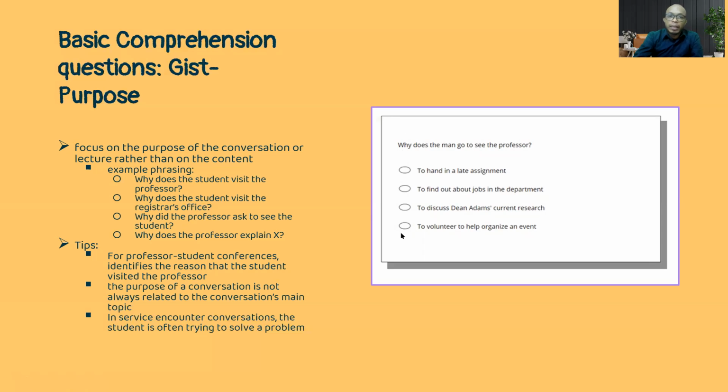And then the last one here is for conversations between campus clerks or officers and students. Keep in mind that the conversation is typically about the student trying to solve a problem. By knowing this, you will be readier to identify the important information from their conversation.